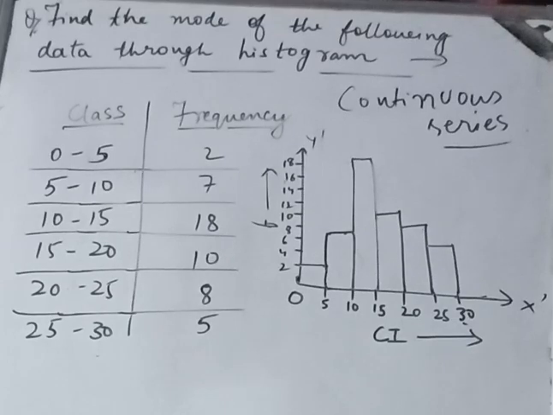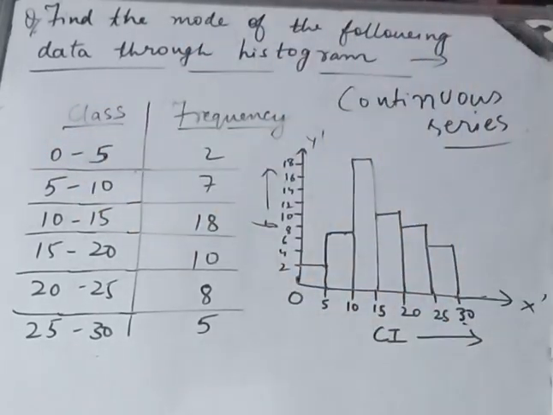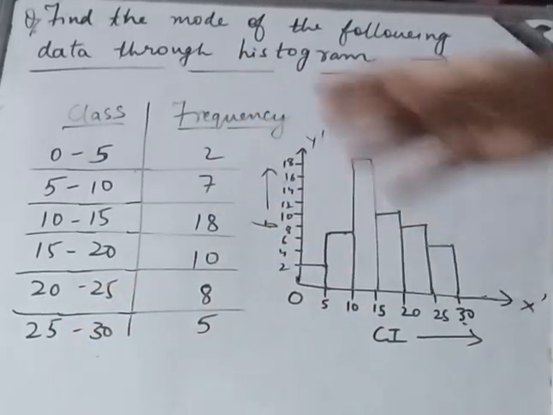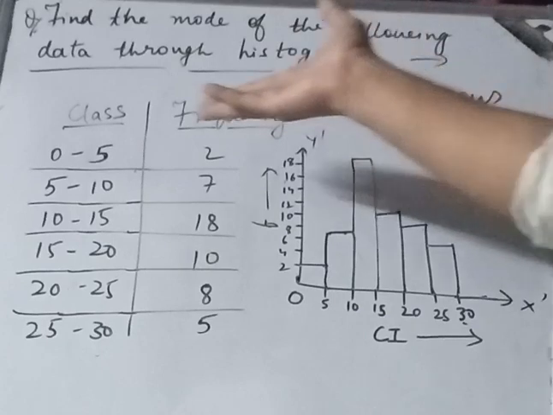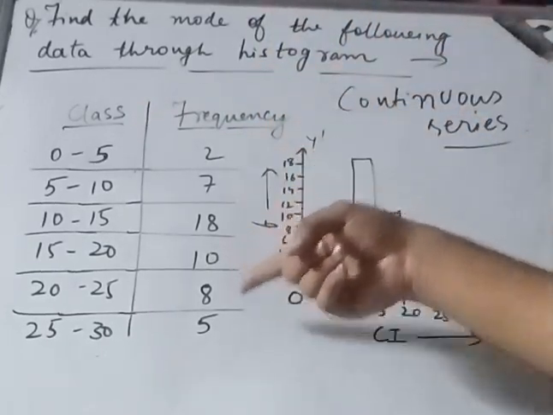So class interval is from 0 to 5, 5 to 10, 10 to 15, 15 to 20, 20 to 25 and 25 to 30 is the last class interval. And over here the respective frequencies are 2, 7, 18, 10, 8 and 5.